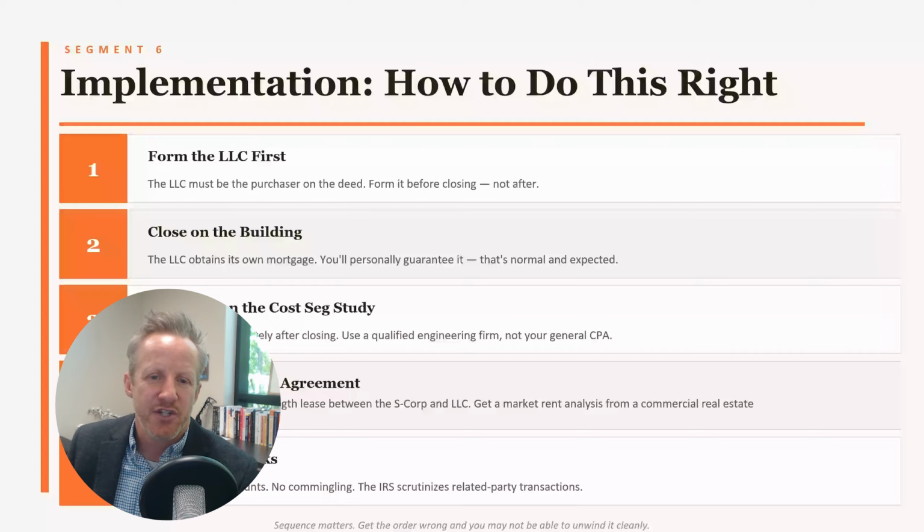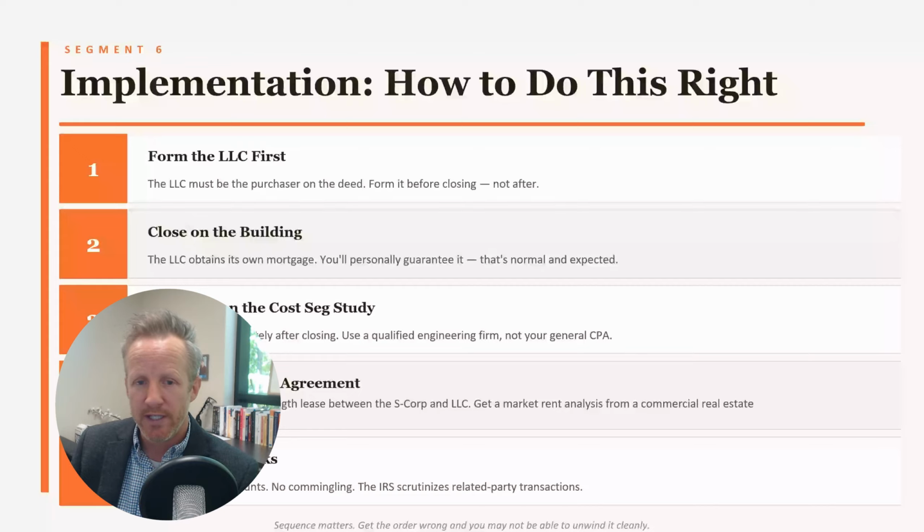Okay, implementation: how to do this cost segregation right. Number one, so let's say you're about to buy your building, or you're about to buy the building and then start to build out if you're a startup, or you're relocating and taking it from a shell to an operating dental office. Step number one is form the LLC first. The LLC must be the purchaser of the deed. Form it before closing, not after.